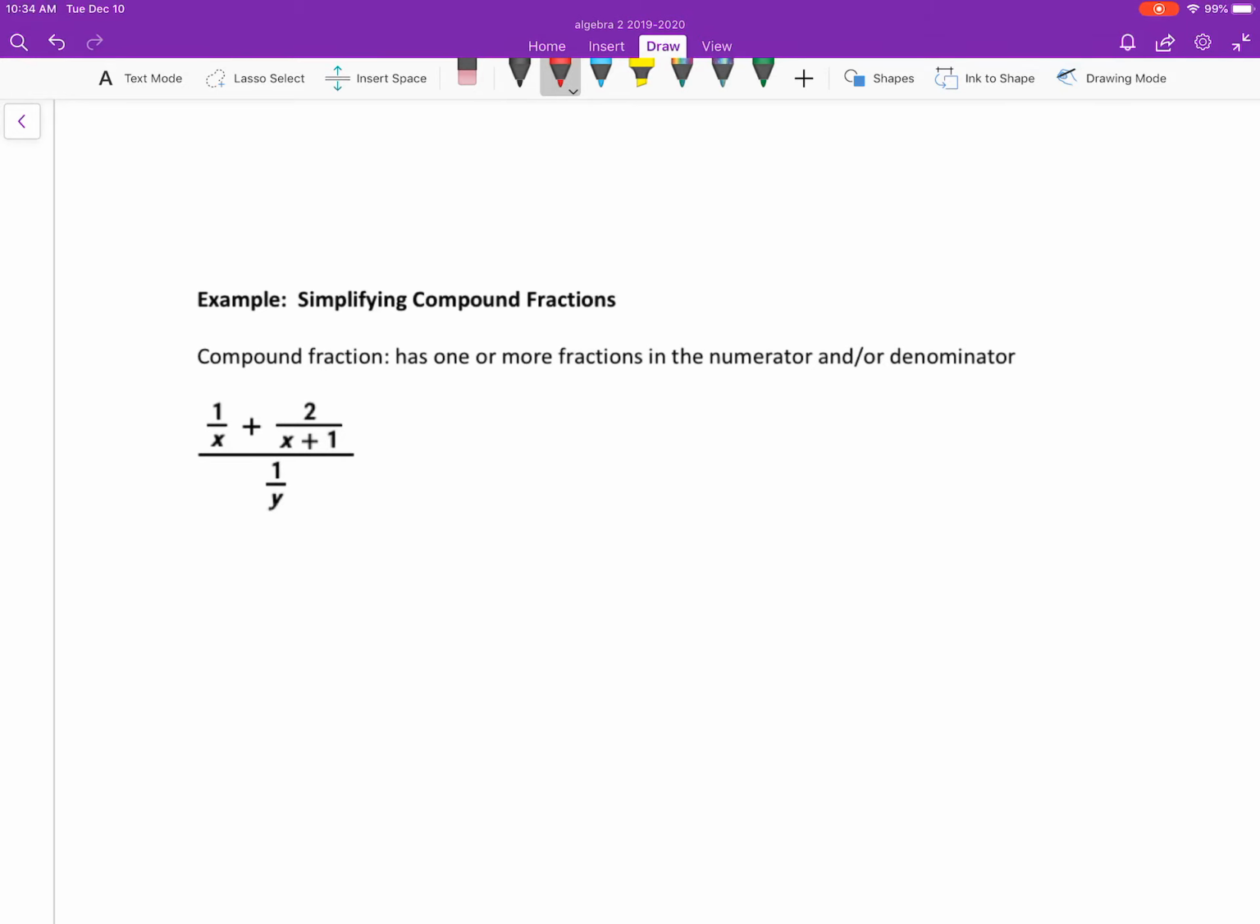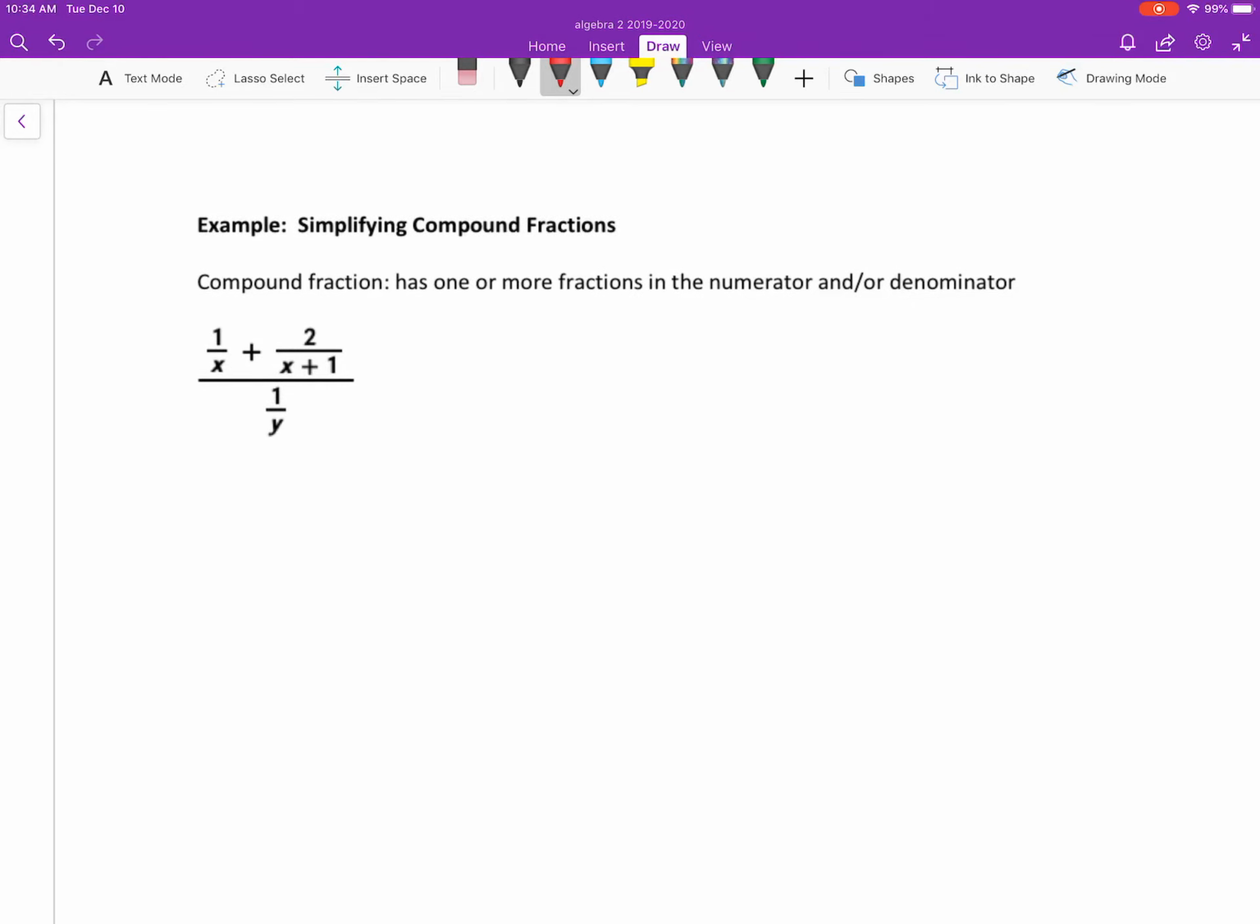All right, the second part of this lesson is simplifying compound fractions, which kind of puts everything together. It's a whole bunch of just getting common denominators. So for this first example, if we just look at the numerator, we need to get a common denominator here. And in order to do that, this left half needs x plus 1 over x plus 1, and this right half just needs an x and an x. And then that gives us a common denominator of x times x plus 1.